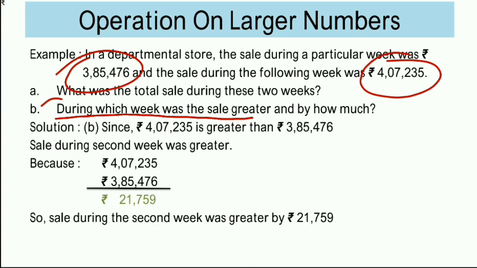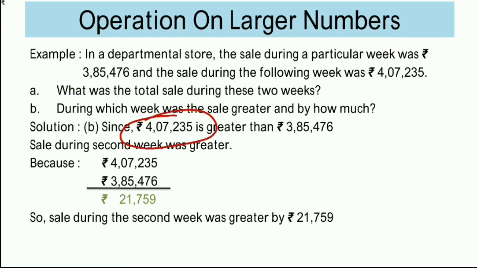So if you see, you can easily say that this is the bigger data, 4,07,235, and it is the sale of the second week. So the sale was greater in the second week. Okay, and by how much means what is the difference? By how much means how much greater the sale was.